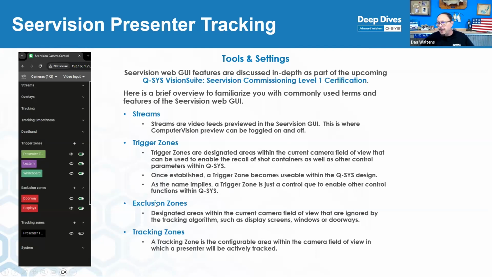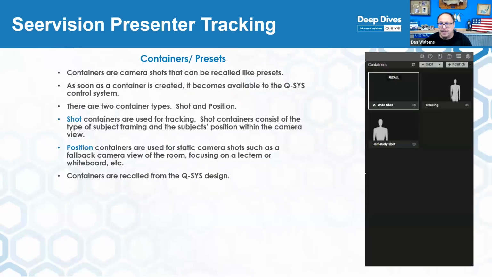Exclusion zones are designated areas within the current field of view that are ignored by the tracking algorithm, such as a display screen. Because if there's a human being up on a screen, what you do is you put your tracking zone below the screen so that it doesn't accidentally try to track movement on there or think that it's a person in there. Containers and presets on the right side.